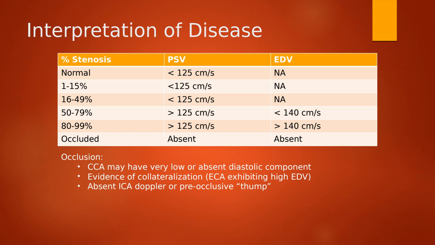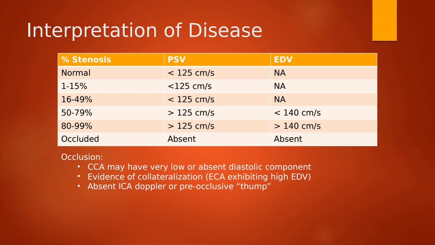Now, 16 to 49%. This should say greater than 125 centimeters per second, but not taking into account any end diastolic velocity. So our end diastolic velocity could still be within a normal range, but if our peak systolic velocity is greater than 125 centimeters per second, we need to start to follow that patient. We need to start to evaluate a little bit more. So that one should say greater than 125.